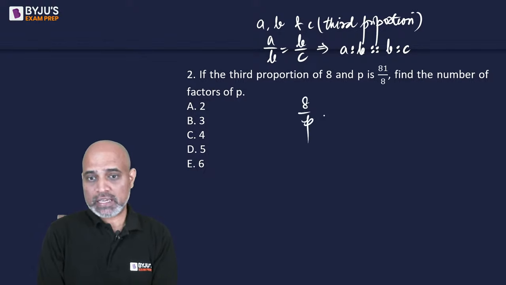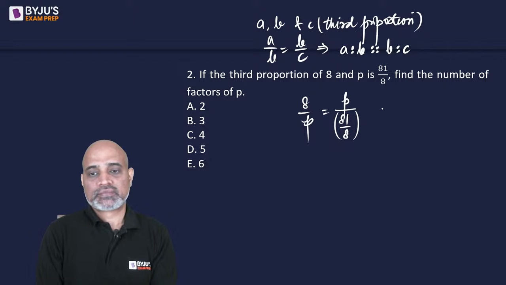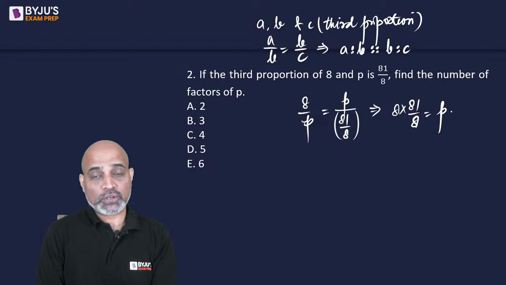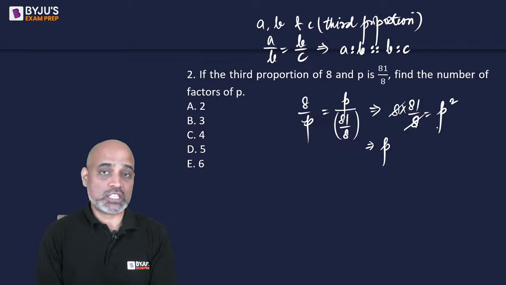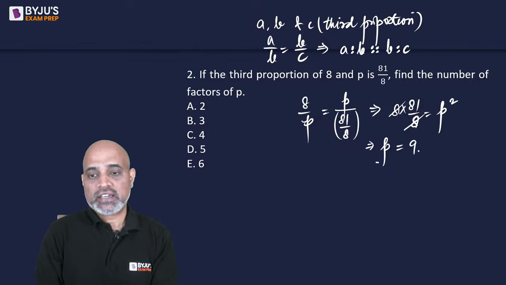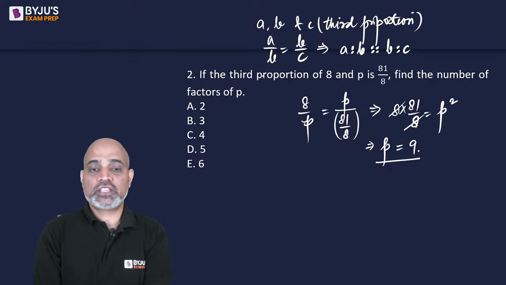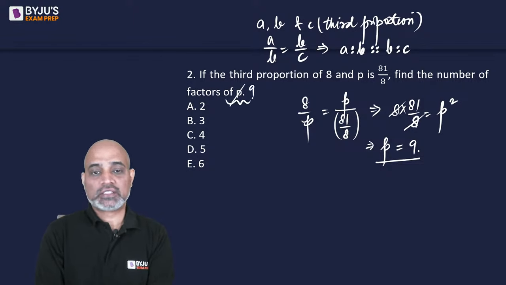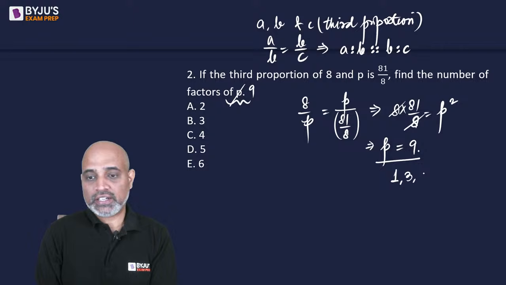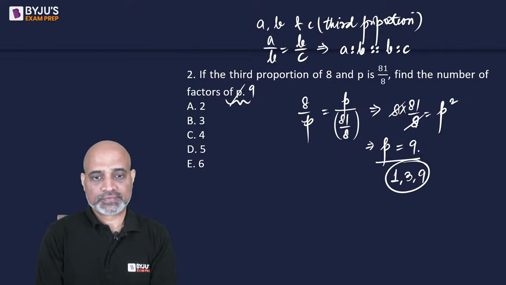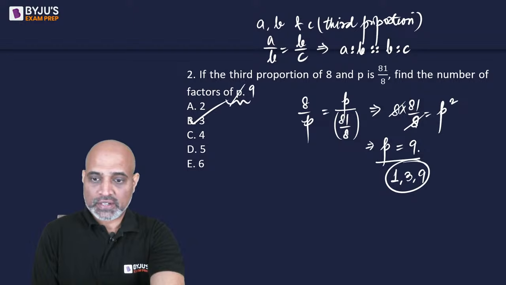So we'll get 8 by P is equal to P divided by 81 upon 8. If you cross multiply, you will have 8 into 81 upon 8, that is equal to P into P, which is P square. Or you will be getting P square is equal to 81 or P is going to be 9. Now, if P is going to be 9, then the question is how many factors of P, as in other words, how many factors of 9 exist? So 9 के कितने factors होते हैं? एक होता है 1, एक होता है 3, एक होता है 9. 3 factors होते हैं? Right. Correct, correct. B will be the answer.